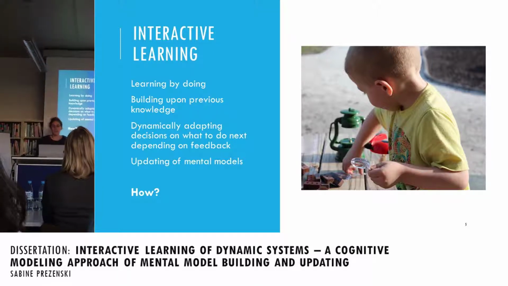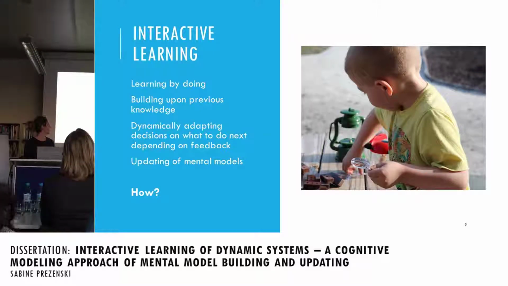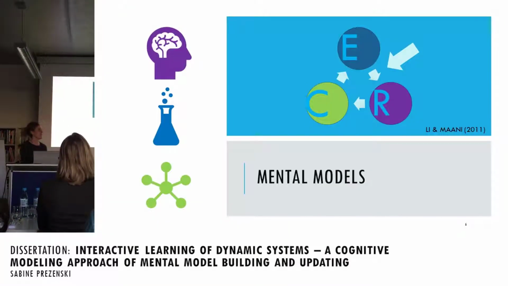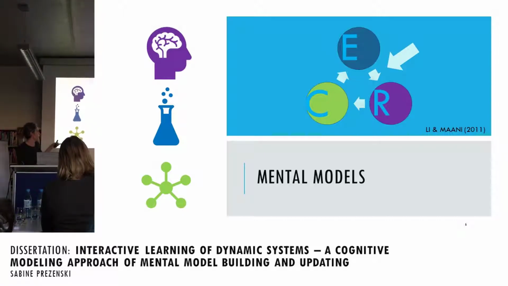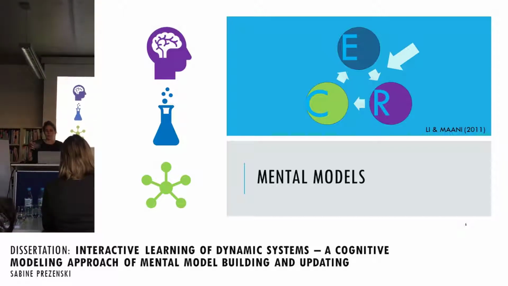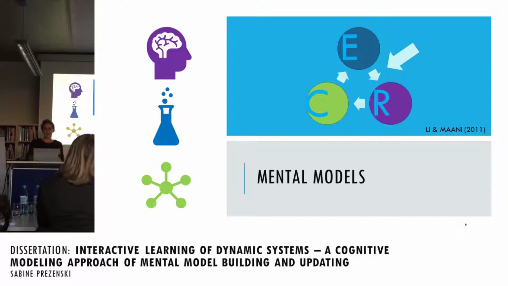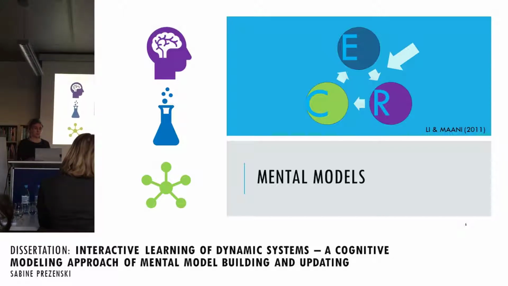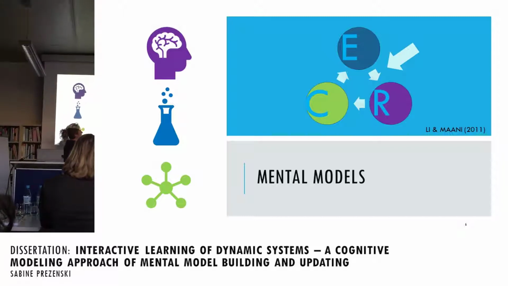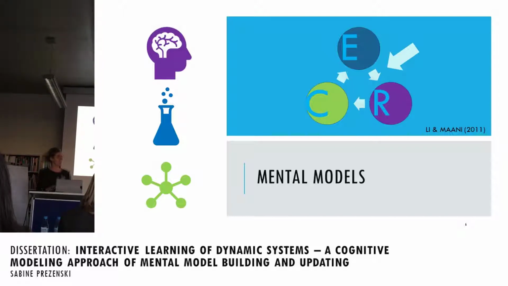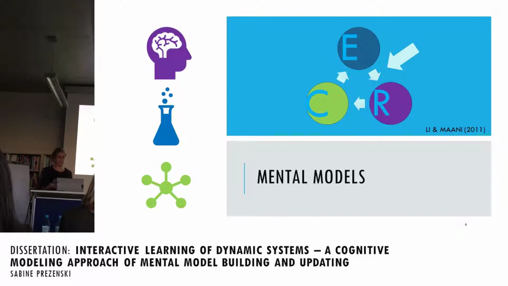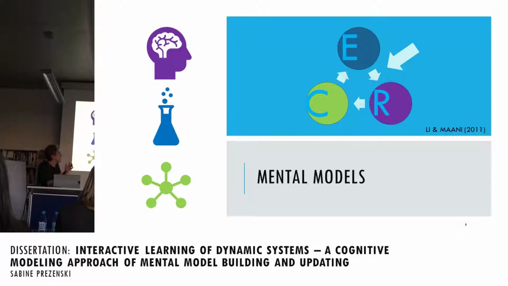So how does this happen? What exactly is mental model updating? Lee and Mani propose mental model updating as conceptualization, experimentation, and reflection. This is a cycle, and in the conceptualization phase, people have some kind of idea how something works, and they try this out in the experimentation phase, and then they get feedback from the system. If it's positive feedback, they just keep their concept, and if it's negative feedback, they reflect on their concept and they rebuild it.